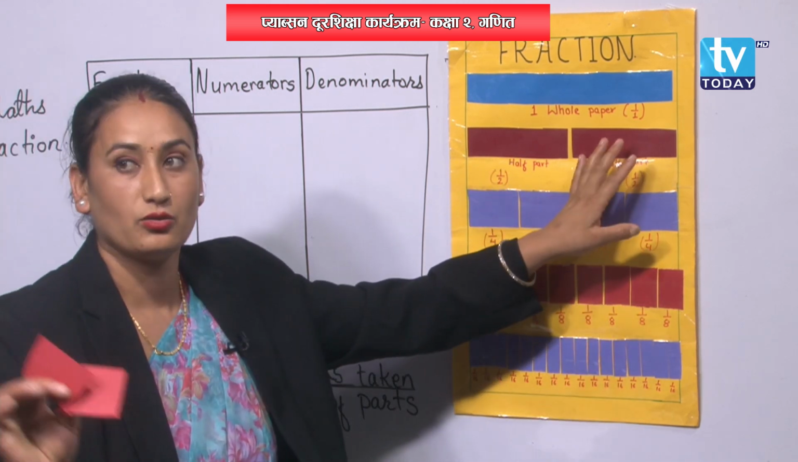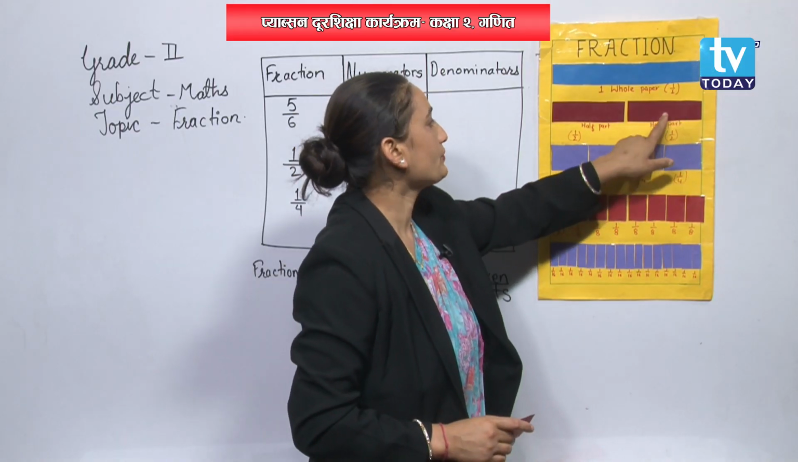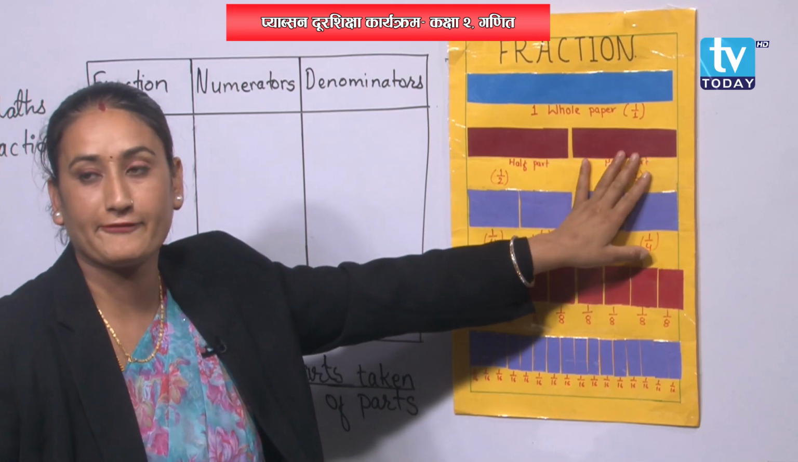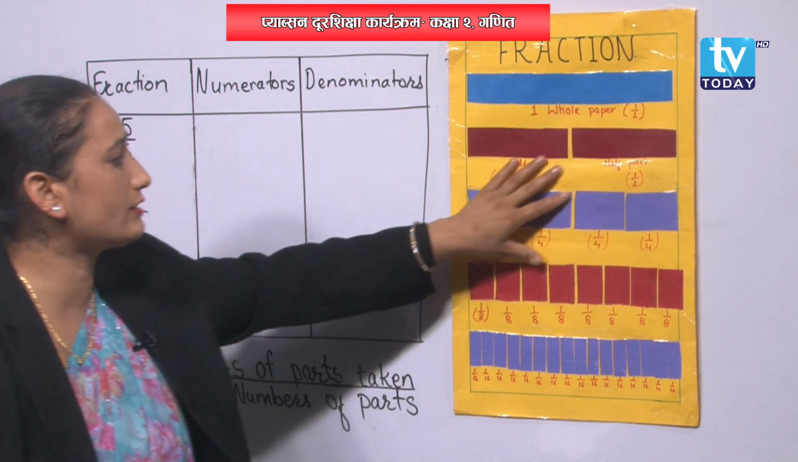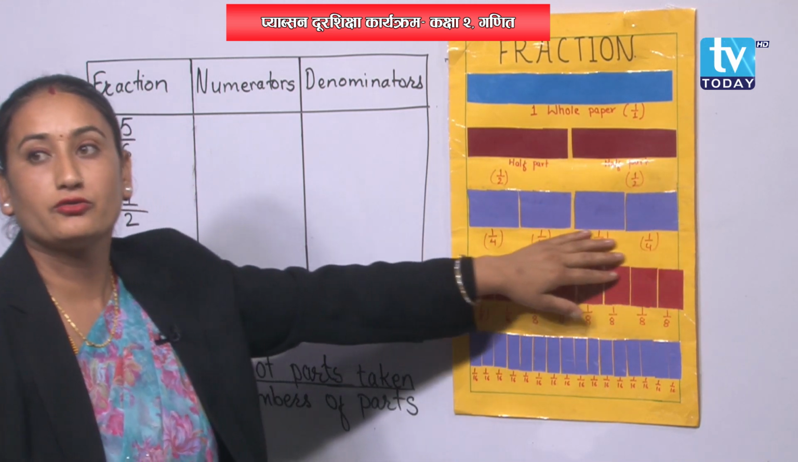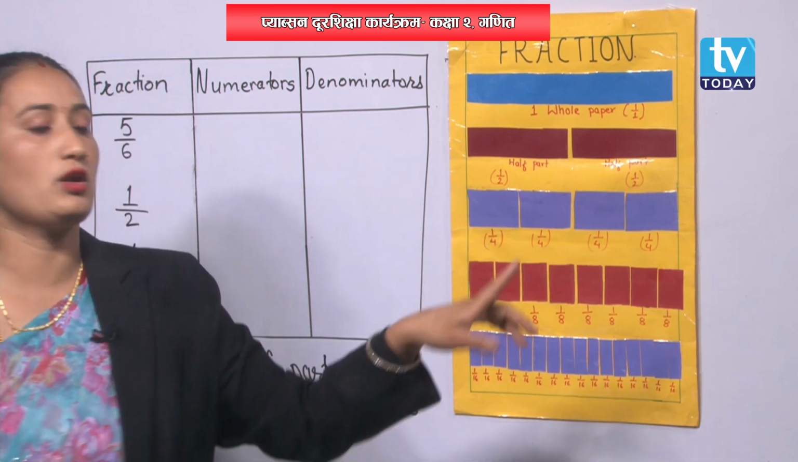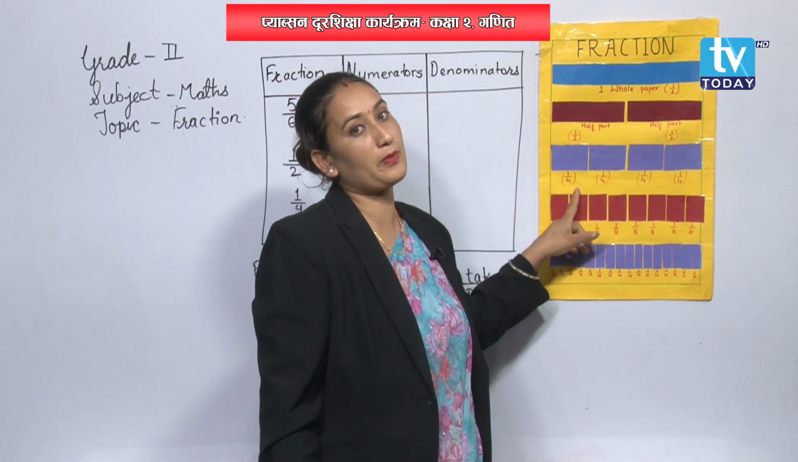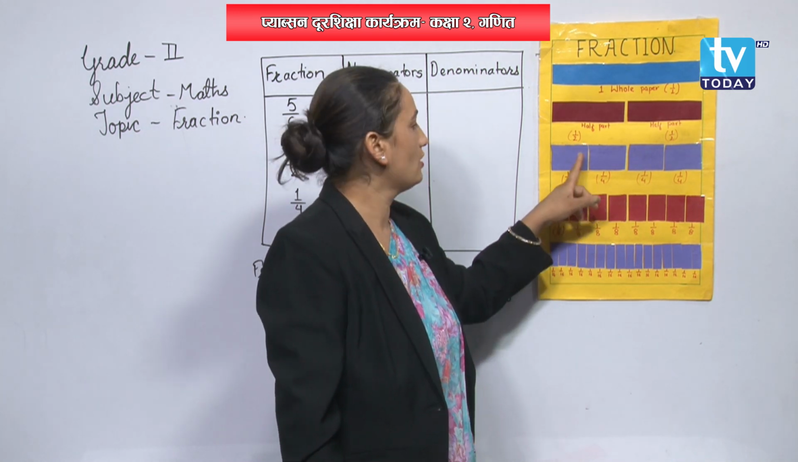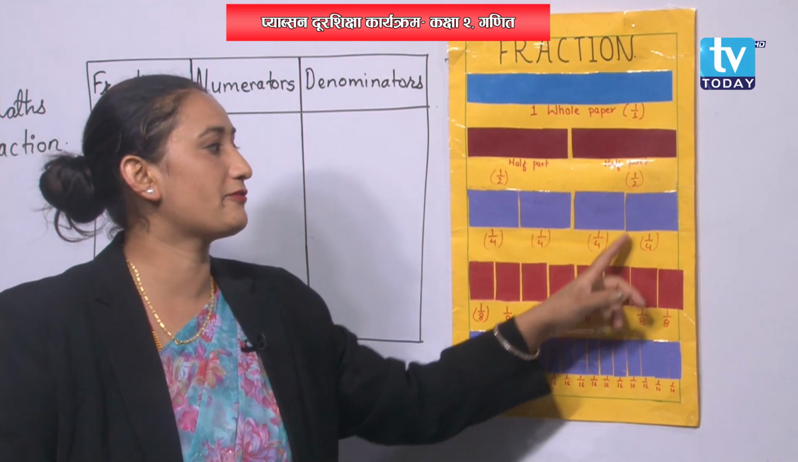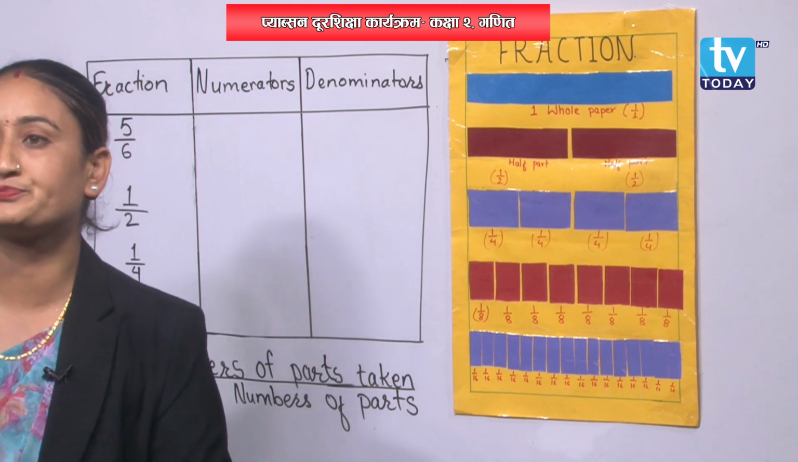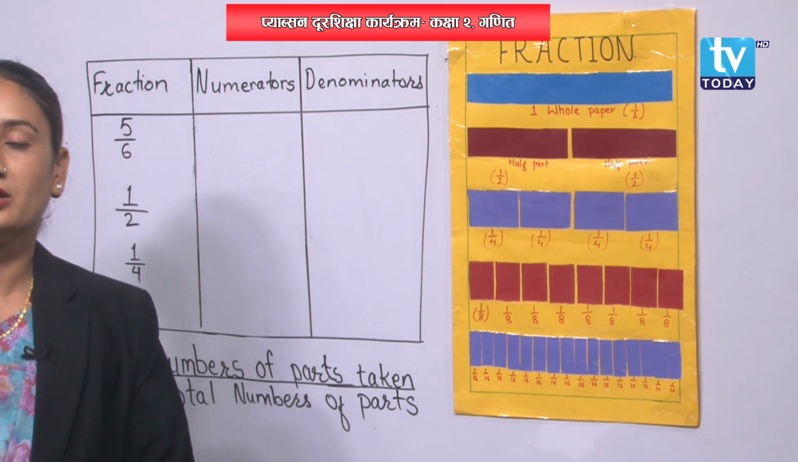See here. Wait, okay, I will say the correct answer. And this one, another half is also over there. So, if I cut all that paper into 4 parts, then it will be 1 by 4. One whole paper is divided into 4 parts. Do you understand? 1 by 4, 1 by 4, 1 by 4, 1 by 4. Are you getting me? Of course.